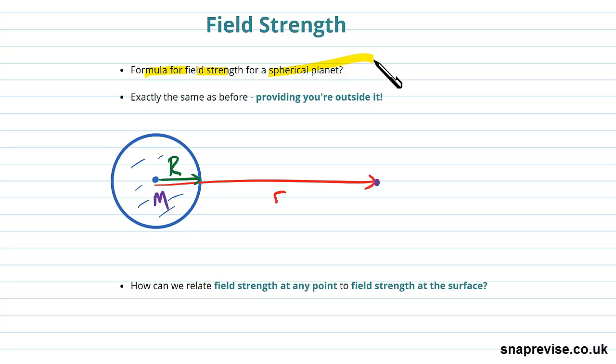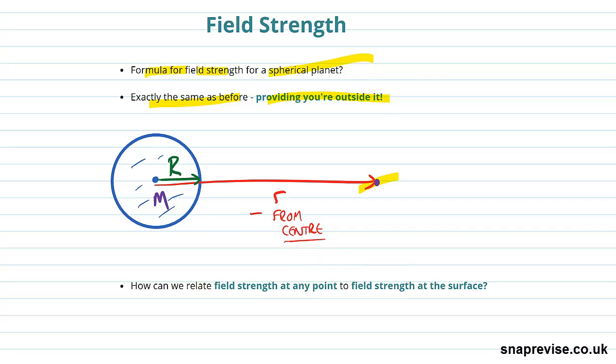But exactly the same stuff works as when we were pretending we had point particles, with the same caveat as we had in our last video. So it's exactly the same as before, providing that we're outside it. If this is our setup, we've got a planet of radius R and mass M, and we're a particle wanting to find the field strength at a radial distance of r from that sphere. Again, r is from the centre of the sphere, not from the surface.